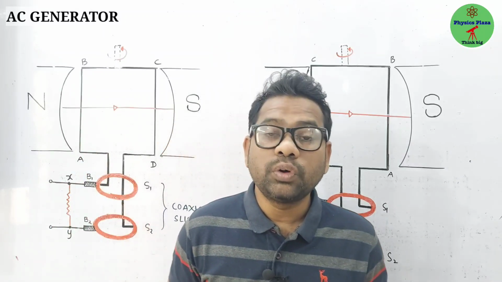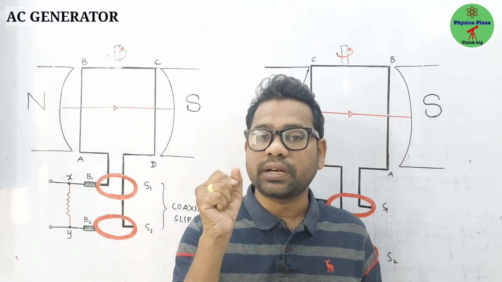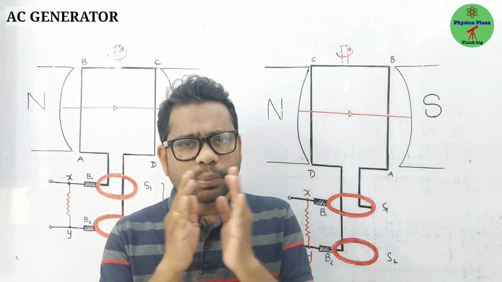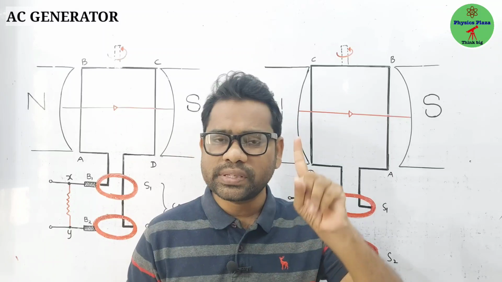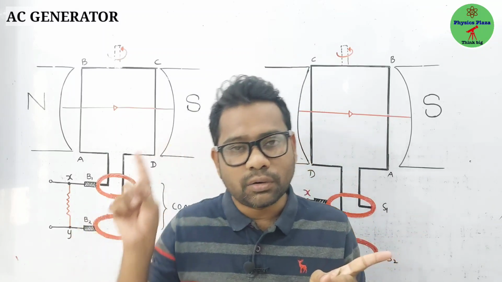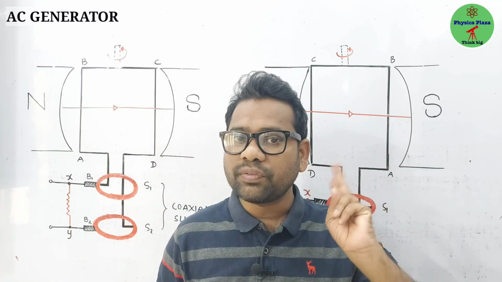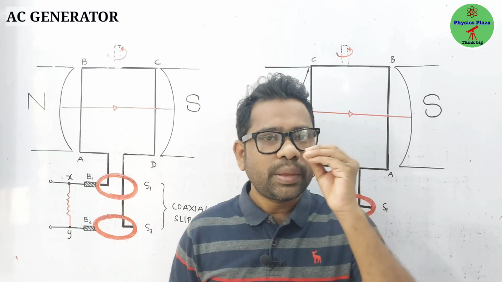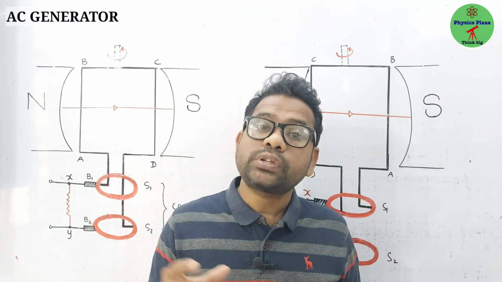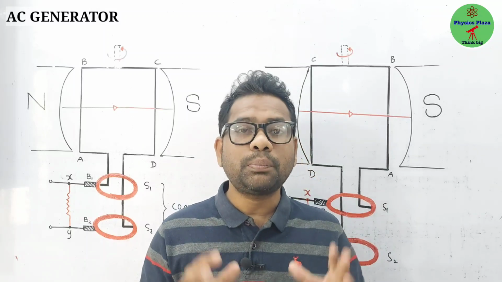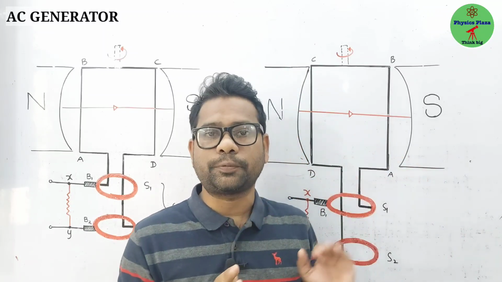Fine. And we also need to recall Fleming's right hand rule. Children, what is the purpose of Fleming's right hand rule? Here, don't get confused. Fleming's left hand rule is different, and Fleming's right hand rule is different. What is the purpose of Fleming's left hand rule, children? Fleming's left hand rule is used to find the direction of force acting on a current carrying conductor placed in a magnetic field. That is different.